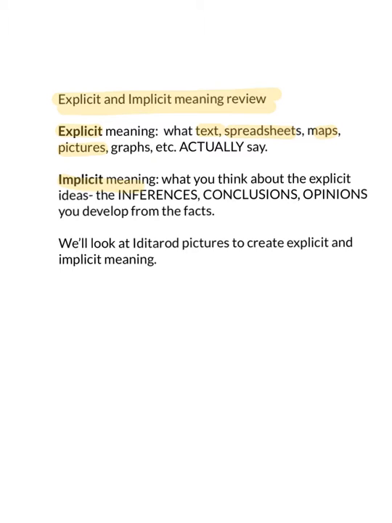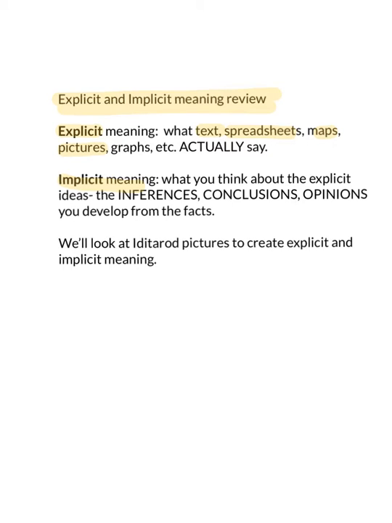Implicit meaning is what you think about it. When you read a text or a spreadsheet or a map or look at a picture, you draw your own conclusions. You can make inferences. You can develop an opinion. So you take the facts that are presented and you draw your own final conclusions, or we've talked about it in class, you develop your thesis.